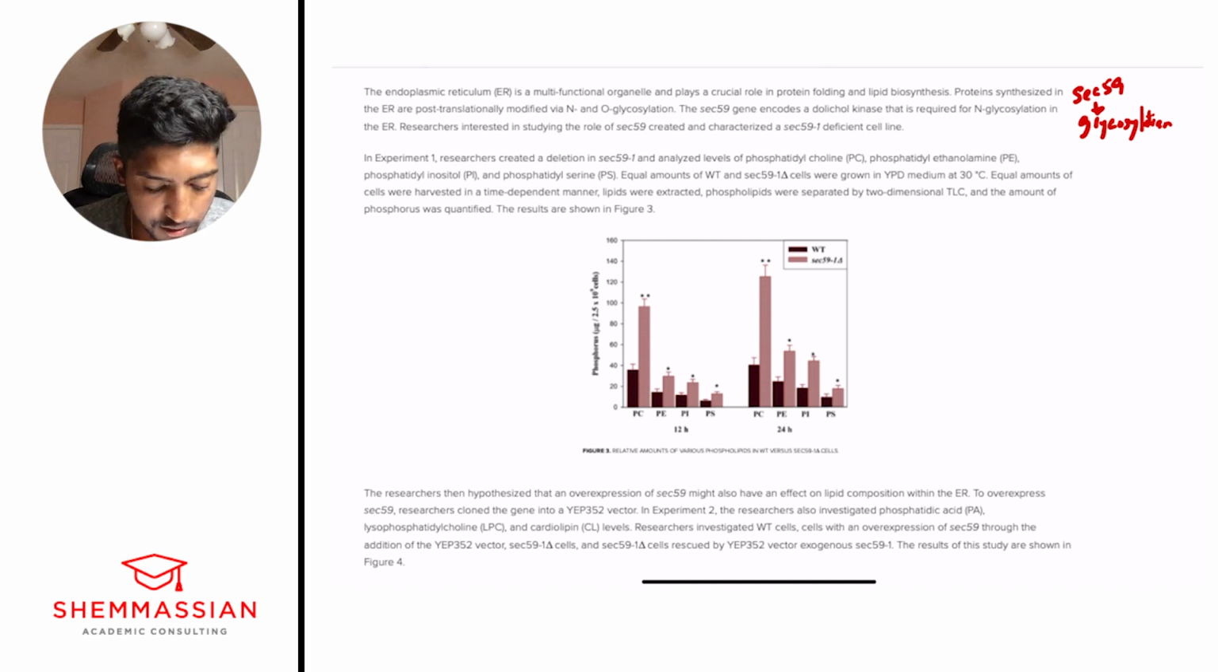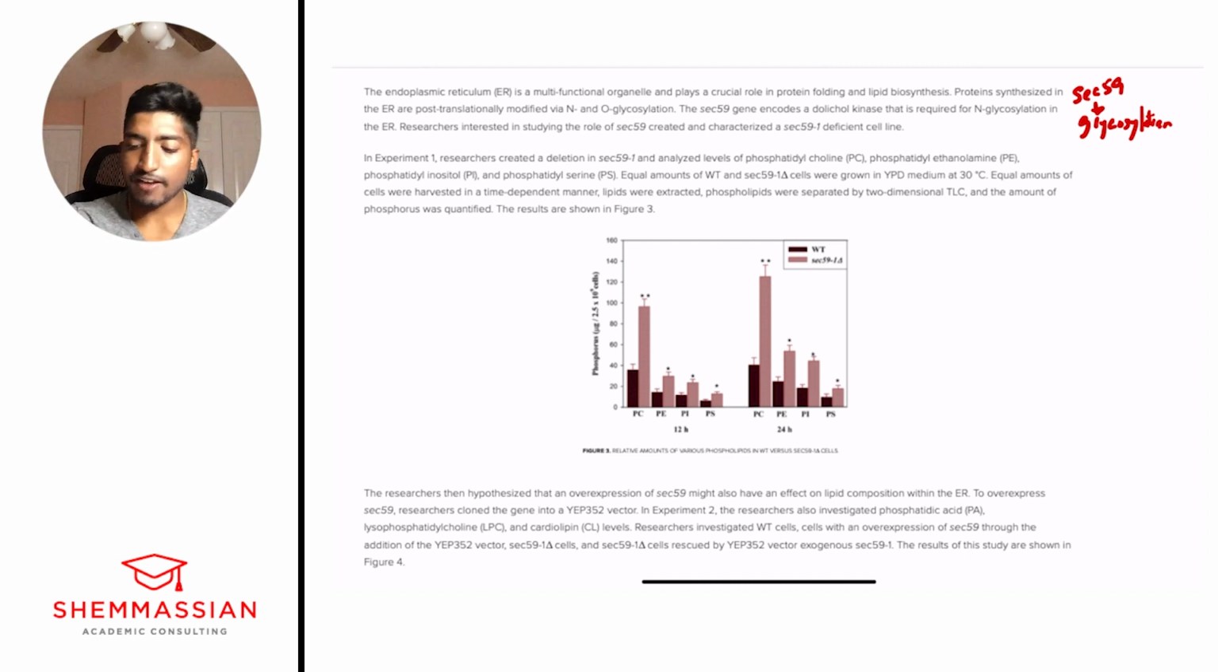In experiment 1, researchers created a deletion in SEC59-1 and analyzed levels of phosphatidylcholine, phosphatidylethanolamine, phosphatidylinositol, and phosphatidylserine. Equal amounts of WT and SEC59-1 delta cells were grown in YPD medium at 30 degrees Celsius. Equal amounts of cells were harvested in a time-dependent manner. Lipids were extracted, phospholipids were separated by two-dimensional TLC, and the amount of phosphorus was quantified. The results are shown in figure 3, and then it gives us a figure, right?